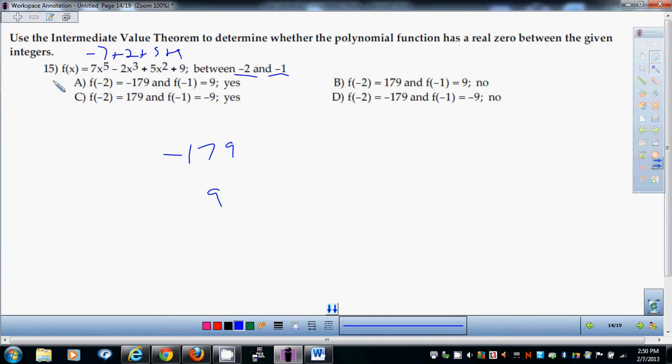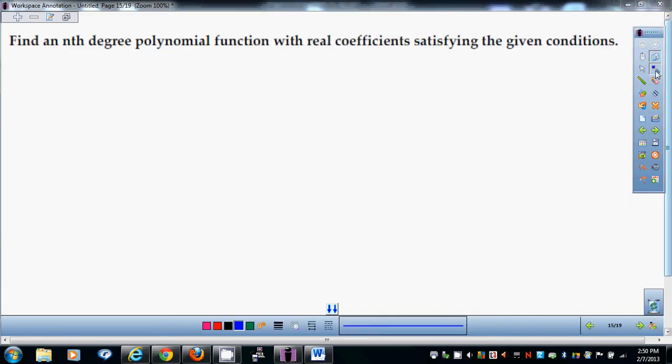Number 16. Oops, I accidentally cut this one off. Let's make it up. N equals 3, and your roots are 4 and 2i. And I'm going to make up the last portion at the end so that it works out properly. Okay, so the first part.